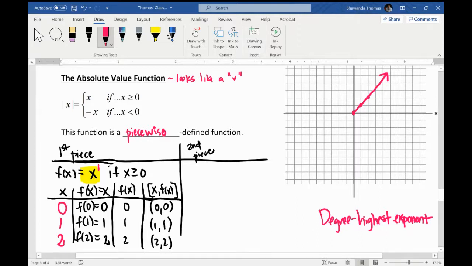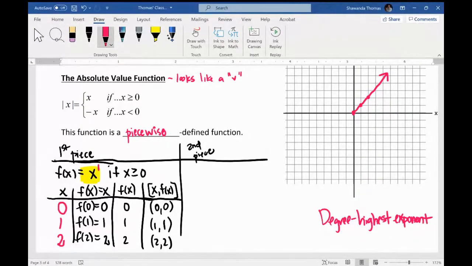Very good. The first piece says we only want this piece to cover the area where x is greater than or equal to 0. If we went this direction, now we're in negative x land. We don't want to go to the left for this piece. We only want to go to the right for this piece. Very good. And notice I put my arrows. Make sure you put your arrows. It's going on forever to the right.